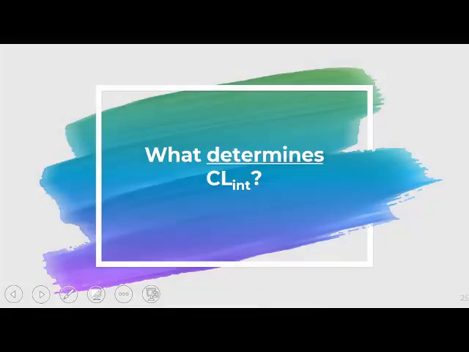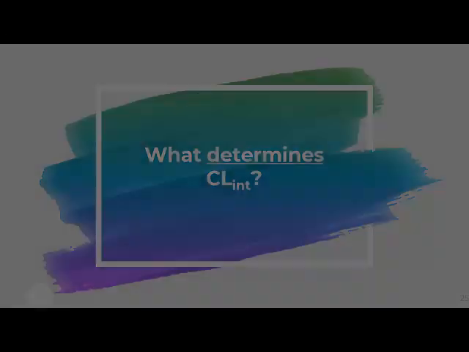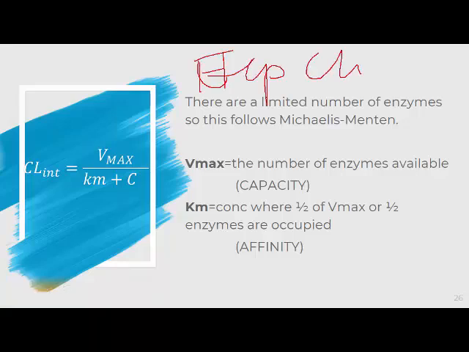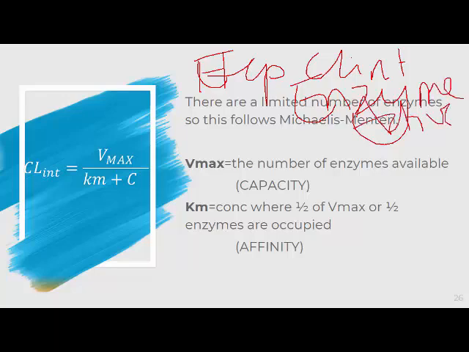Now, we need to dig a little bit deeper here and talk about what are the determinants of intrinsic clearance. Intrinsic clearance, hepatic intrinsic clearance, is enzyme activity. It's the number of enzymes available and the relationship between the drug and the enzyme itself. Because there's a limited number of enzymes, it also follows Michaelis-Menten, which you can see here.